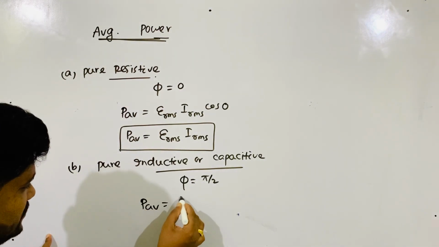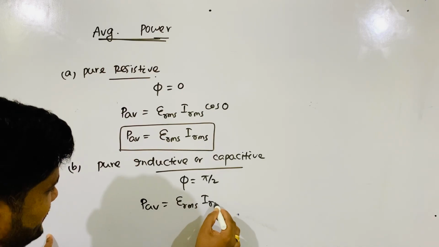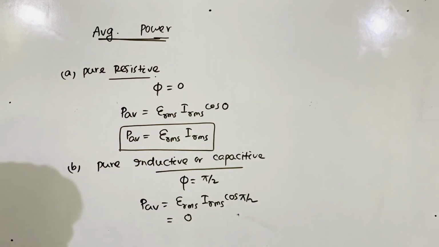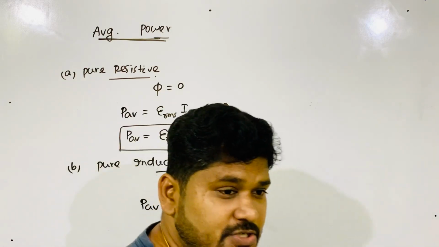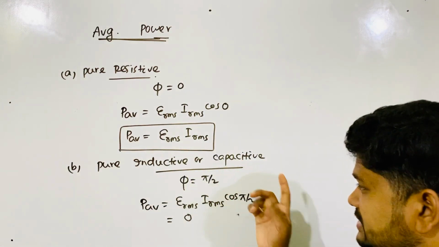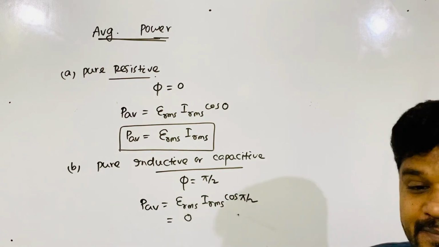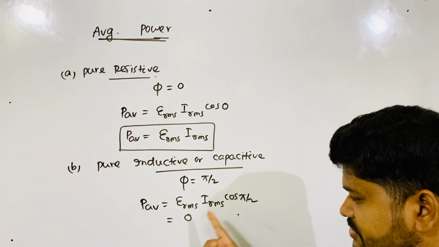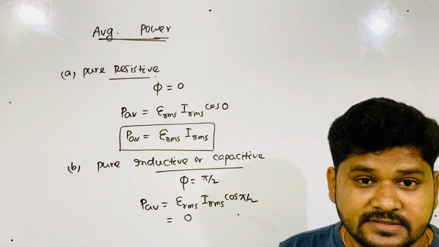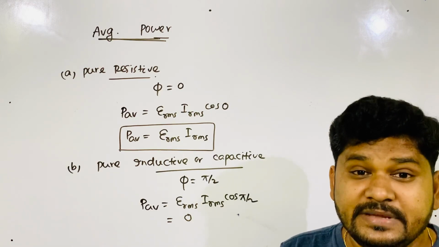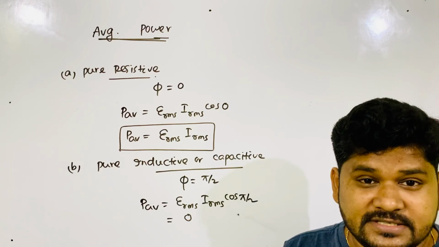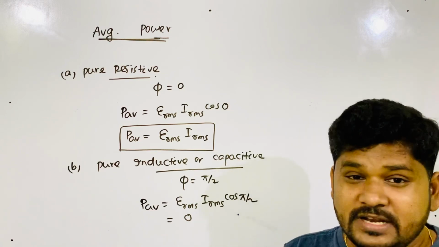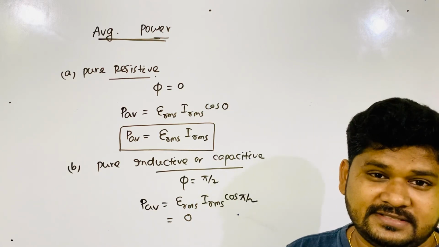So average power is how much? E RMS, I RMS cos pi by 2, which is 0. So average power now becomes 0 in pure inductive and pure capacitive circuit. In pure inductive and pure capacitive circuit, average power is 0. That means no work is done. That means no energy expense. No work is required to maintain current. No energy expense there.